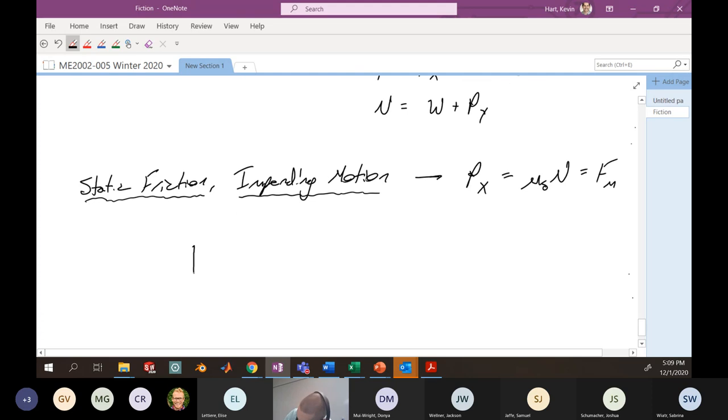All right. So back to your box. Still got our weight. Still got our normal force. But here now we have, say, a more aggressive load P. And again, that can be divided into these two components, which is this downward force Py and this force to the right, which is Px.